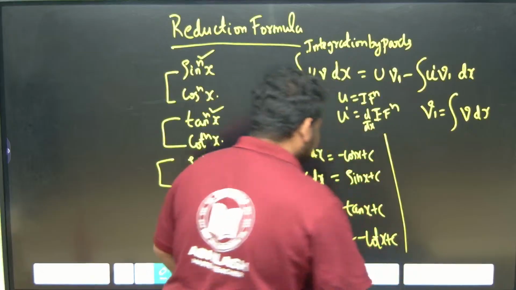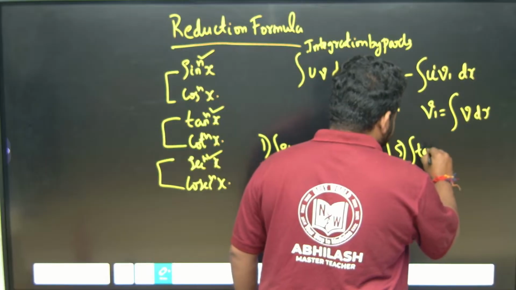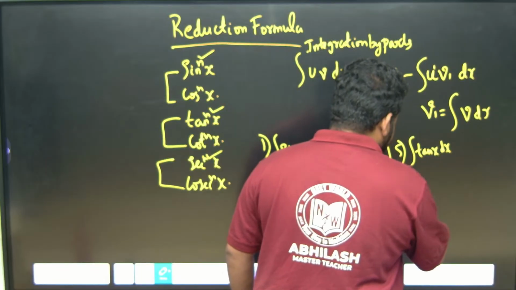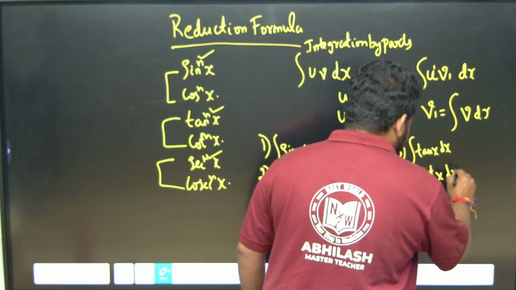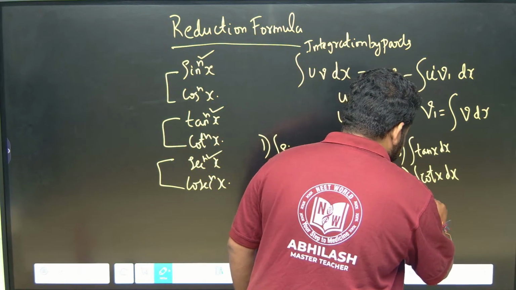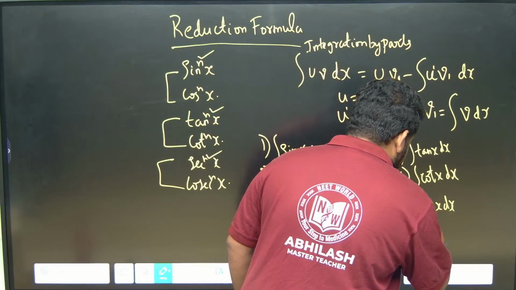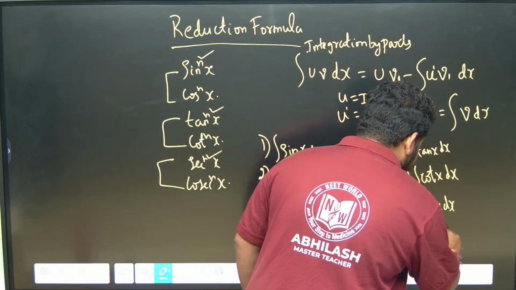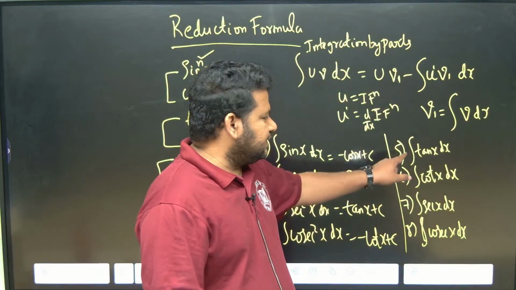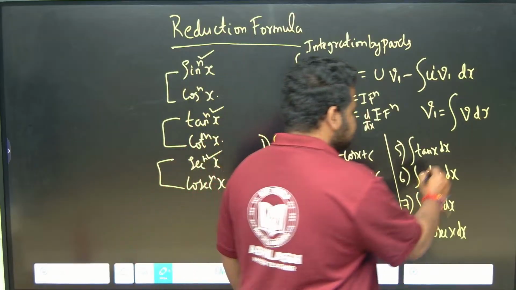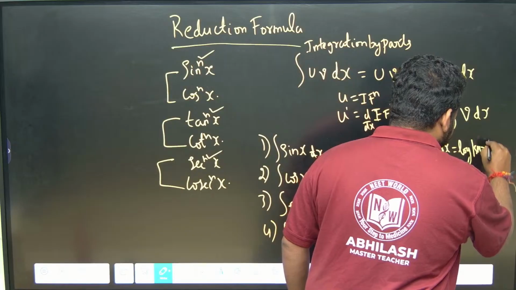Correct? Similarly, if you talk about integral of tan x dx, integral of cot x dx, integral of secant x dx, integral of cosecant x dx, what is it equal to? Integral of tan x is, friends, log secant x plus c.